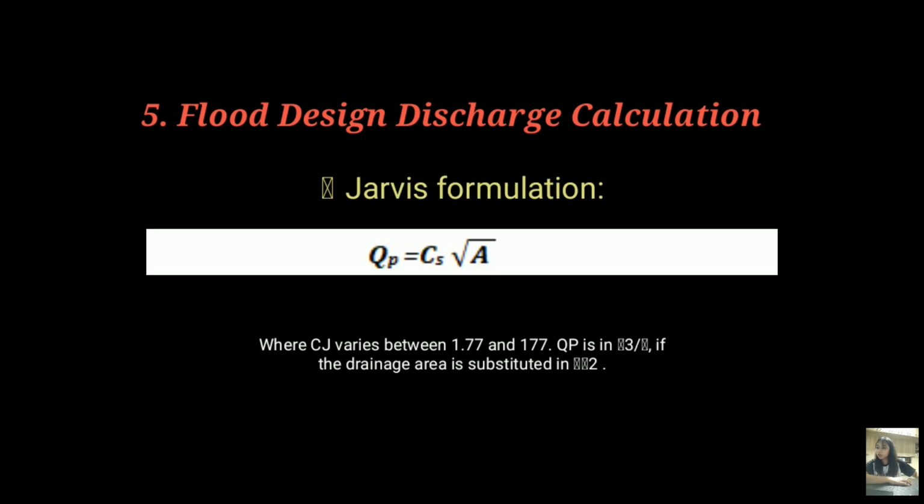Jarvis formulation. This is very similar to the previous formulation and comparatively simpler than it. The formula is QP is equal to CJ the square root of A, where CJ varies between 1.77 and 177. QP is in cubic meters per second if the drainage area is substituted in square kilometers.